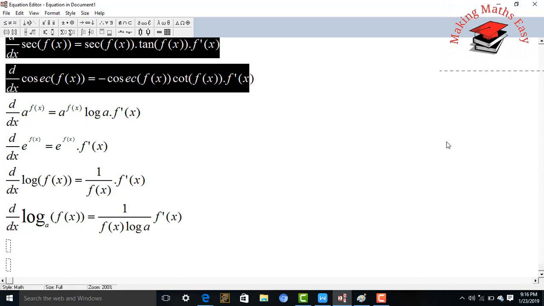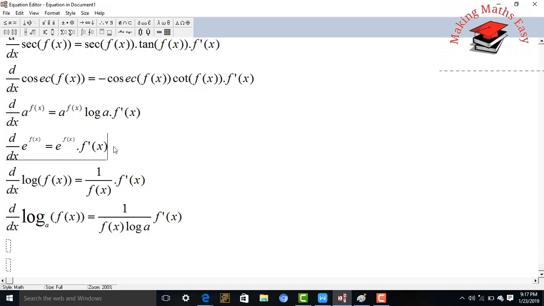So similarly the derivative of e raised to f of x will be equal to e raised to f of x into f dash of x. Here we have not written log of e because log of e is always equal to 1, so it doesn't matter. So the next property is very important, as we have to find the derivative of log of f of x. The derivative of log of f of x is equal to 1 divided by f of x into the derivative of f of x.